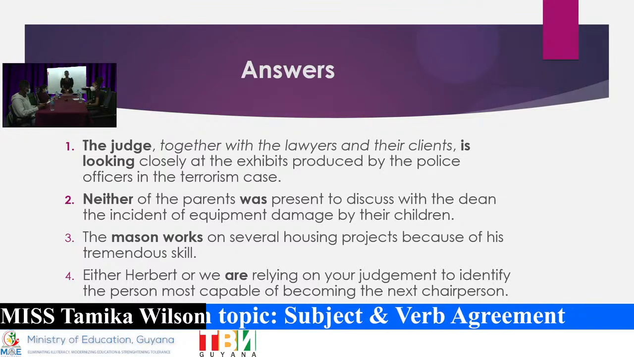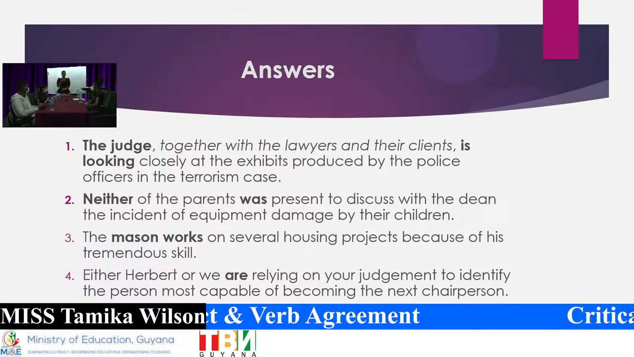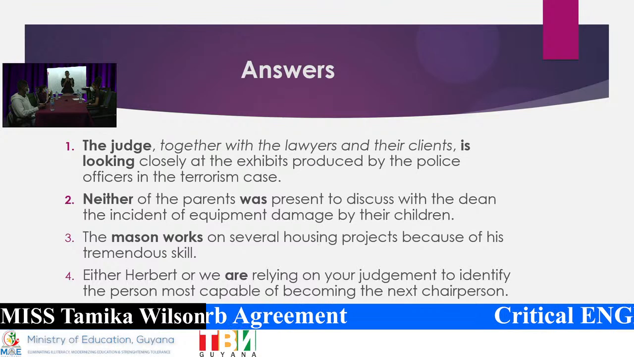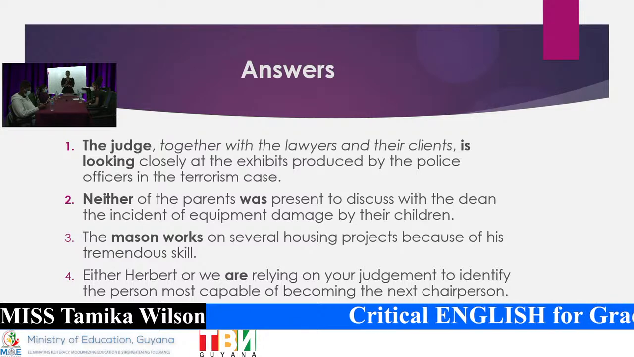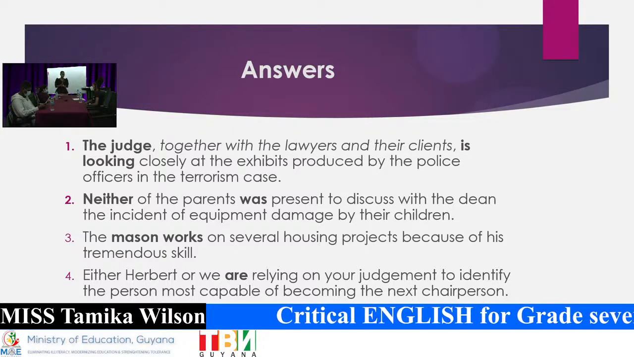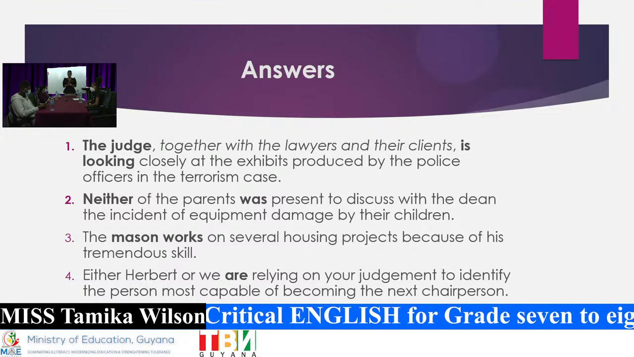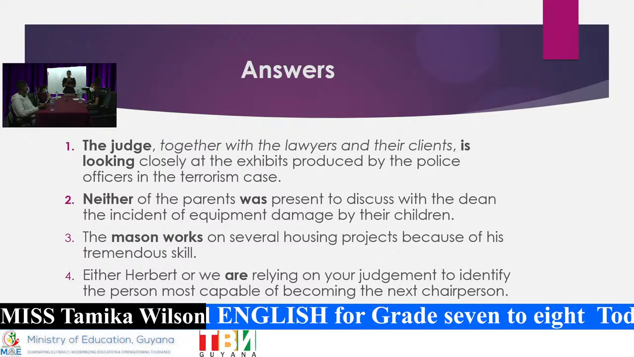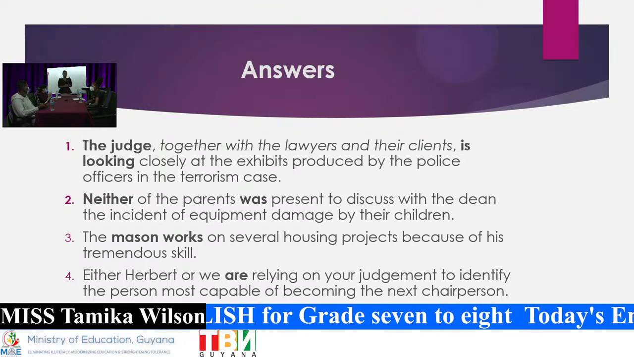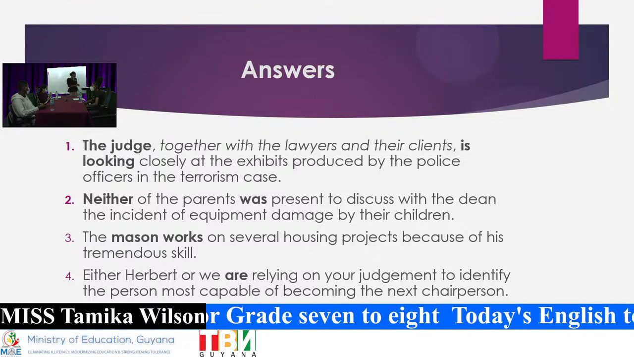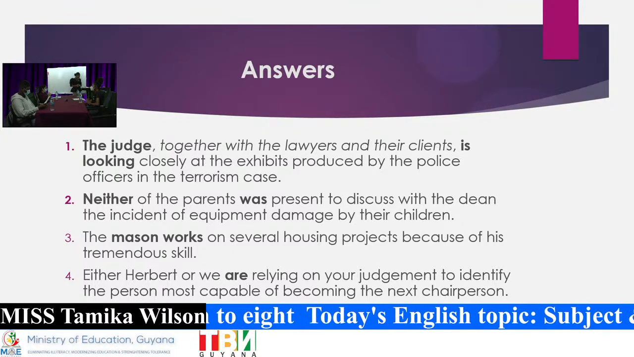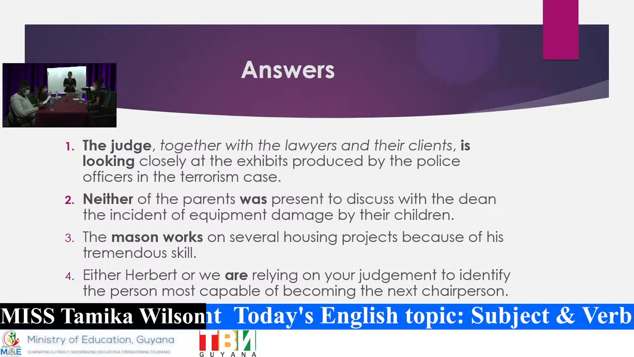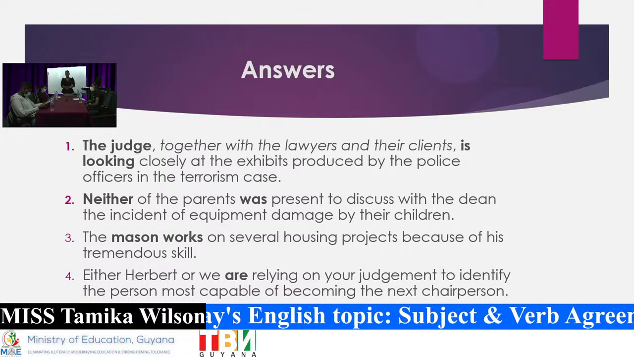Why is that correct? Because when we look at this, we're talking about the rule that speaks to the noun phrase. And in this case, the noun phrase is what? The judge, right? It's linked with another noun phrase, together with the lawyers and their clients, but it's not talking about the lawyers and the clients. The emphasis is on what? The judge is looking closely. So which rule are we applying there? Rule 5. So we're applying rule 5 to that question. Question 2.